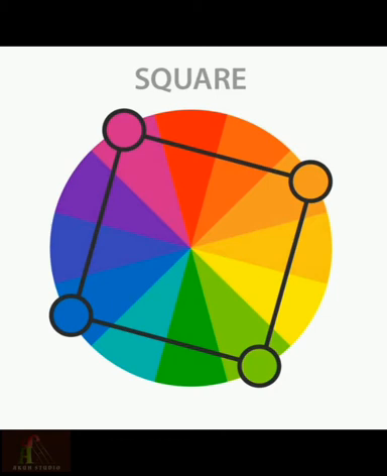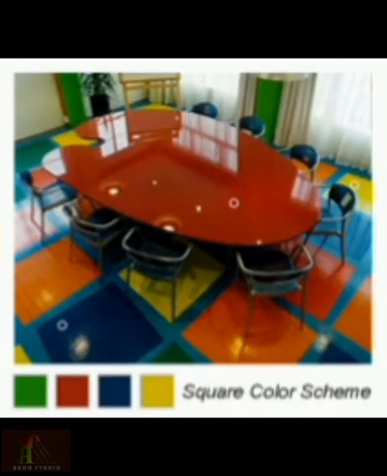Now you have square colors. Just as the triadic, you create a square on the color wheel and you are going to get 4 colors. So it also creates very beautiful artwork and very realistic artworks. For example, we have this room, we have 4 colors: green, yellow, red, and blue colors with different saturations.